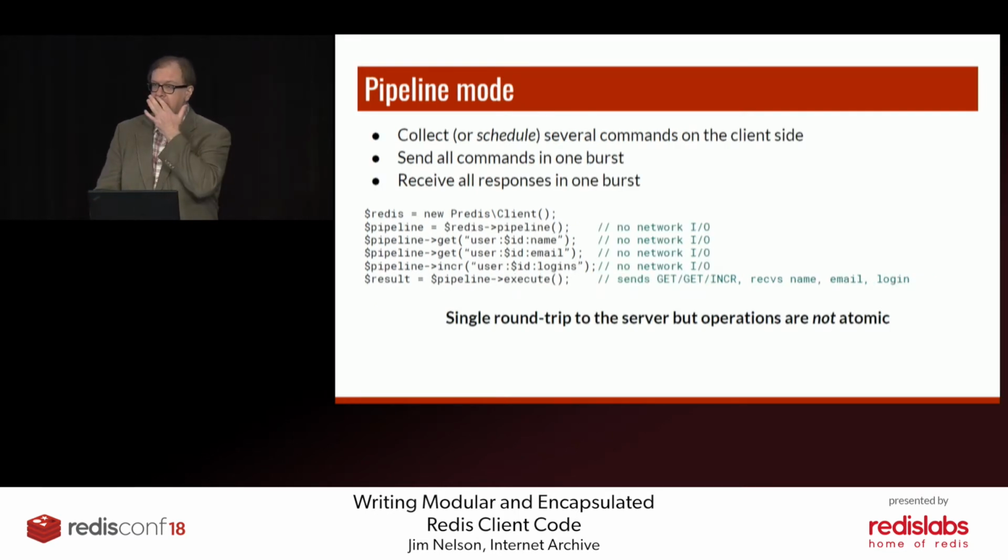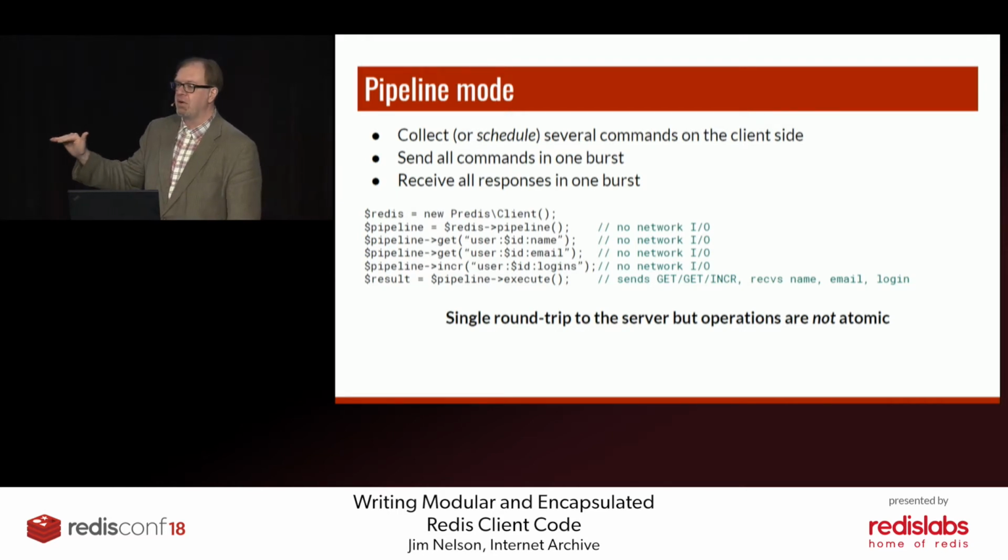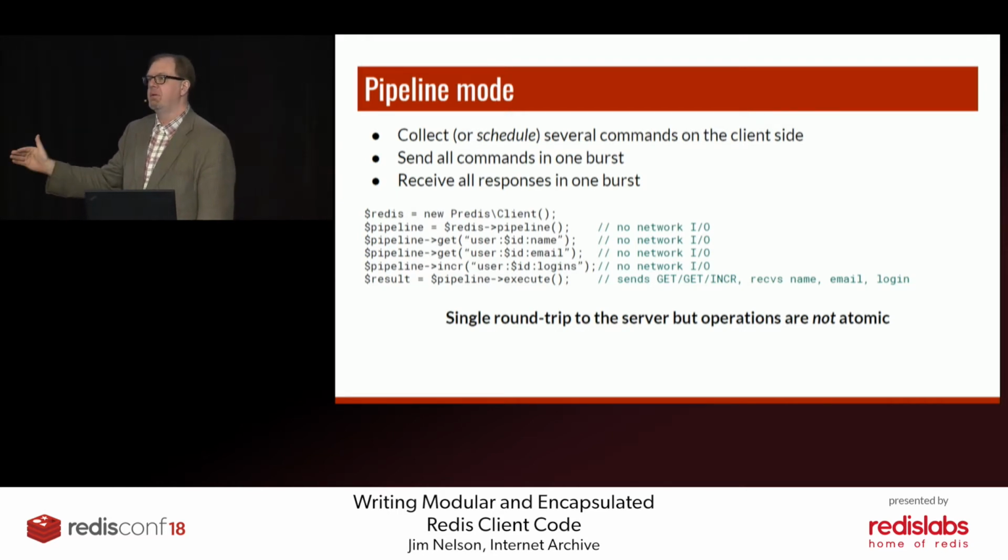So you get what's often called pipeline mode. Pipeline mode is you schedule commands. You schedule the GET, you schedule the GET, you schedule the increment, and then when you commit and execute, all the responses come back at once. One round trip. That's your performance gain. But they're not atomic. They're still being operated in order on the server side. That's important.